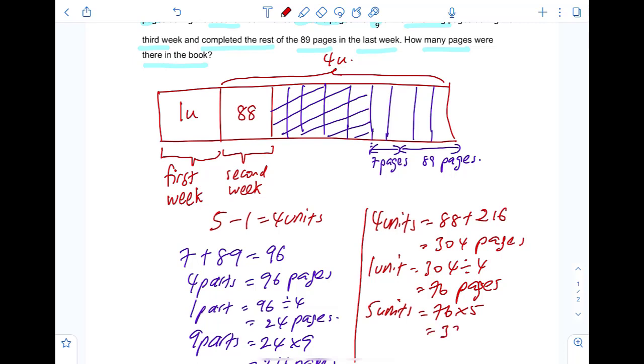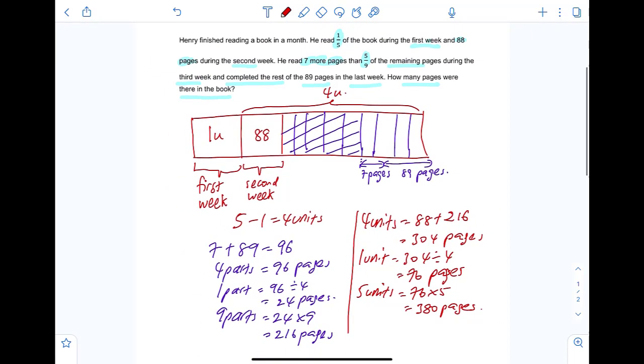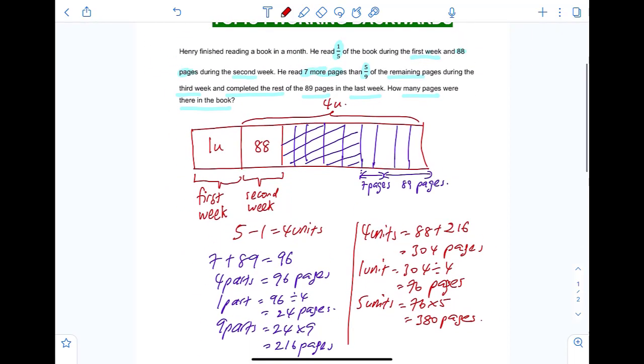Answer, 380 pages. Wow, quite a lot of pages. Probably one of those Harry Potter books? Answer: 380 pages.